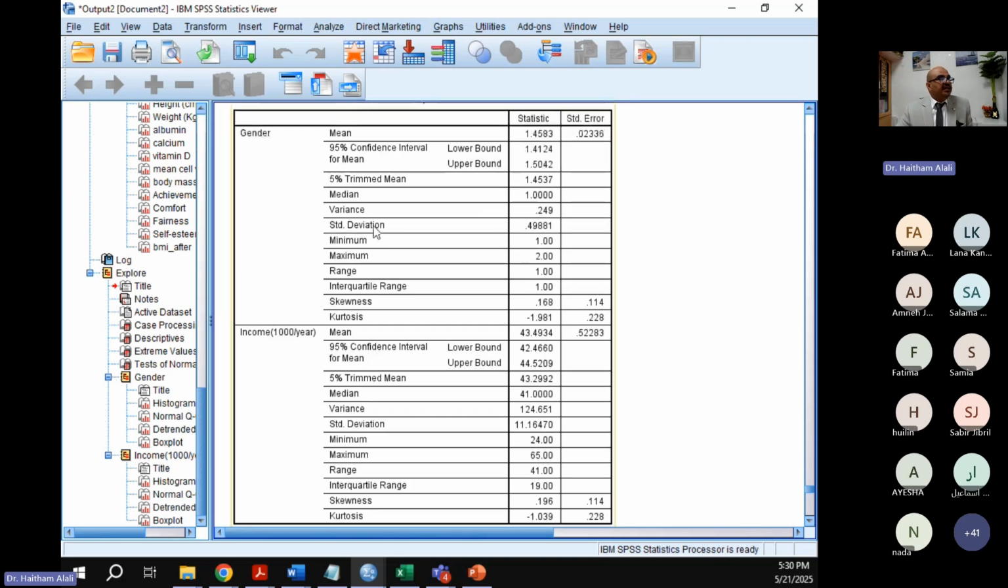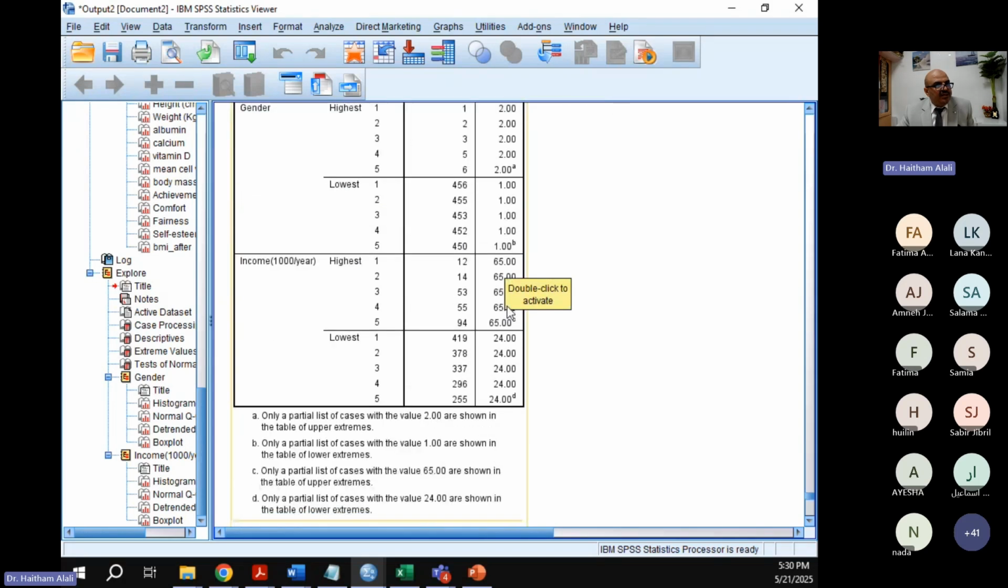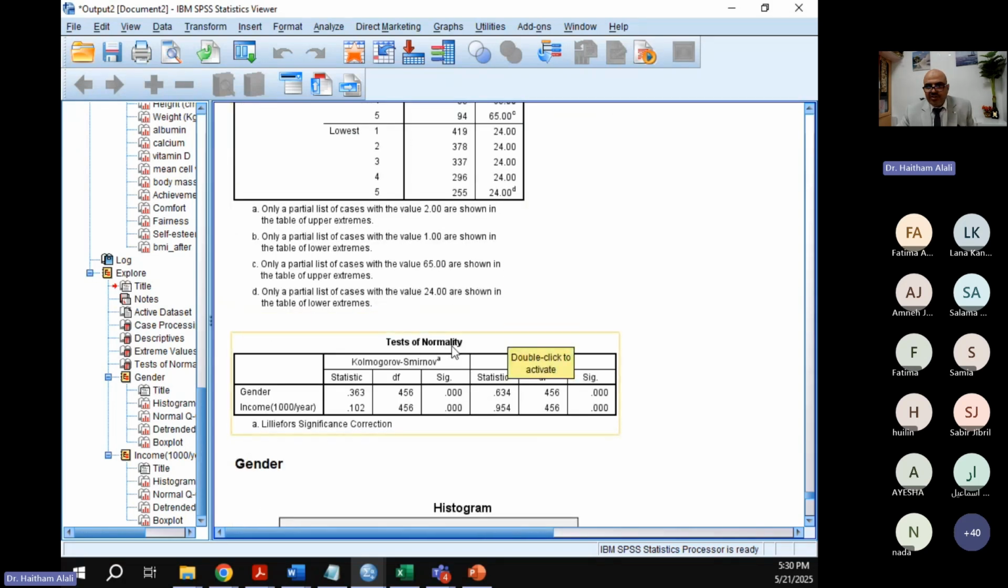Here for gender, for example, the mean is 1.4, for example, standard error and so on, median, variance. Even skewness and kurtosis are available, right? And even sometimes not reflecting the reality. That's why we need to go directly to what, guys? To the test of normality. It gives the significance of the normality of the data.